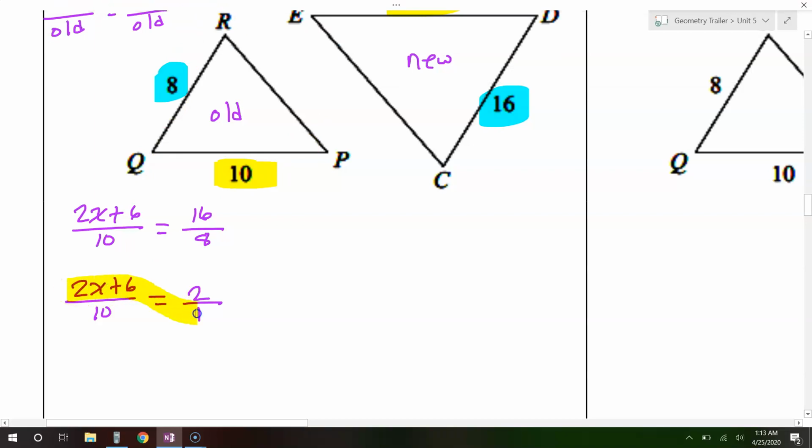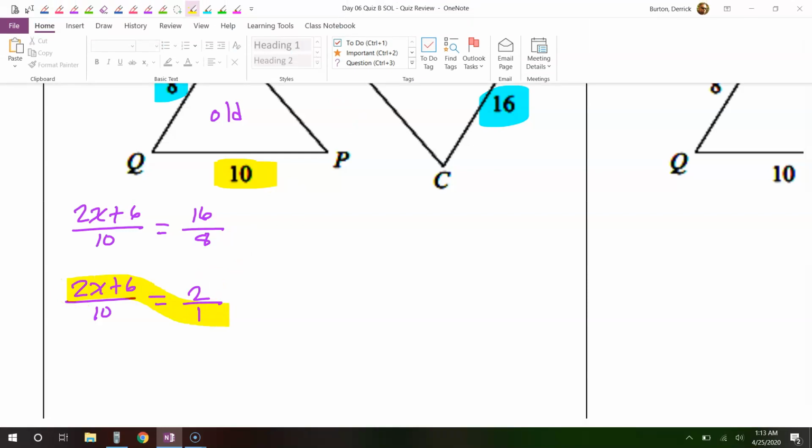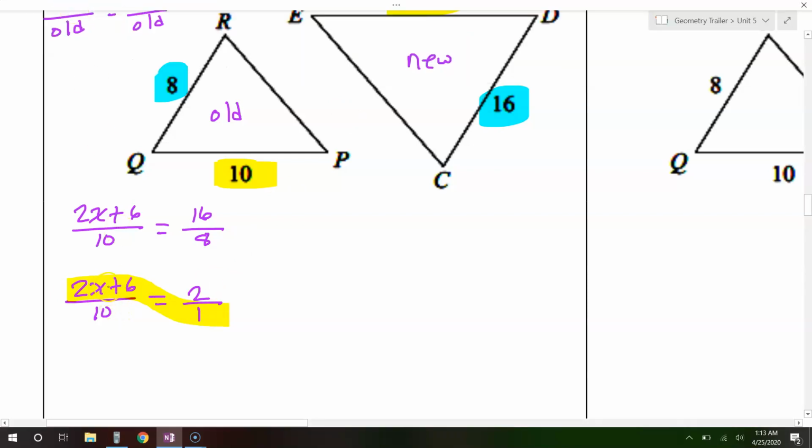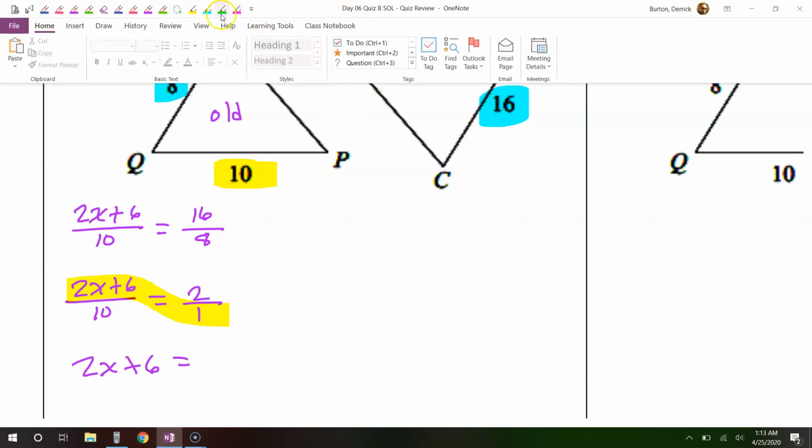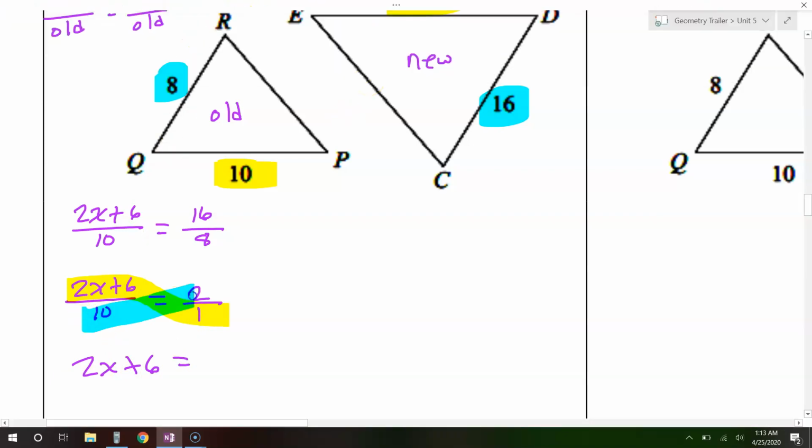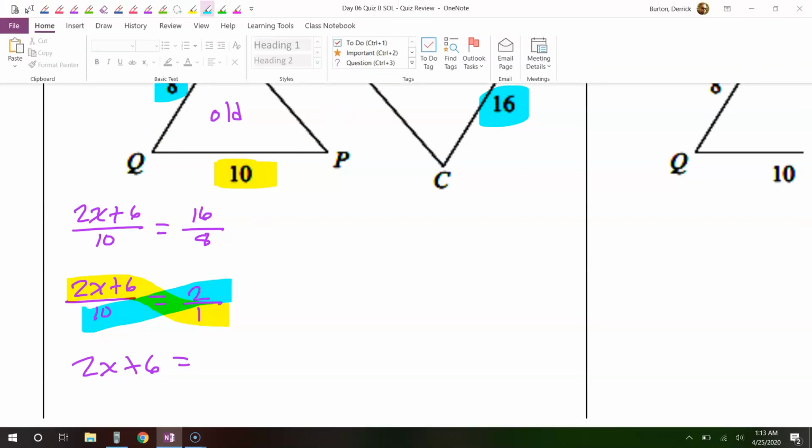So if I look at this diagonal, then I'm just going to get 2x plus 6. All right, 2x plus 6 times 1 is just 2x plus 6. If I look at the other diagonal, then I'm going to get 20.